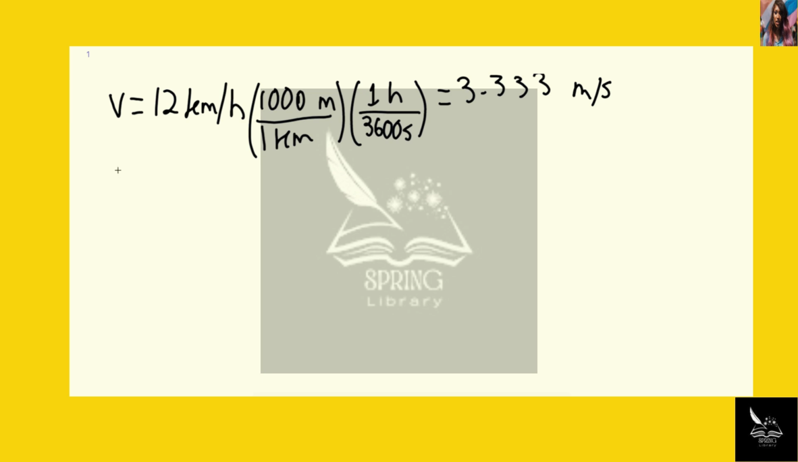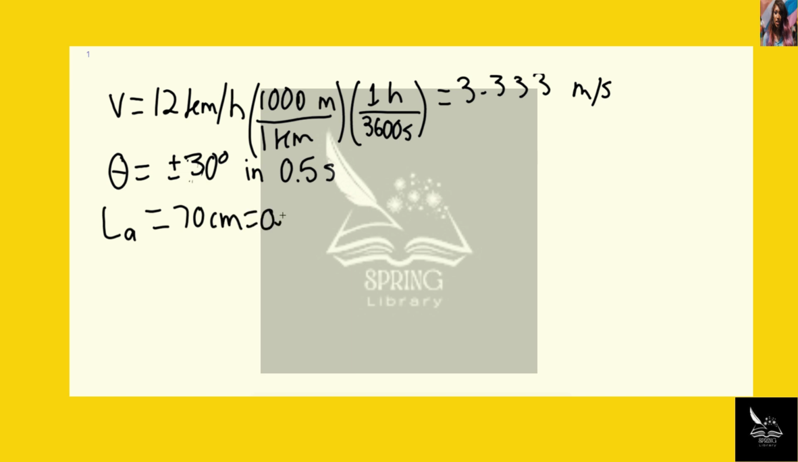And then we have angular displacement. It's going to be plus or minus 30 degrees every 0.5 seconds, half a second. We have the length of the arms is 70 centimeters or 0.7 meters. We have the length of the legs is 90 centimeters or 0.9 meters.